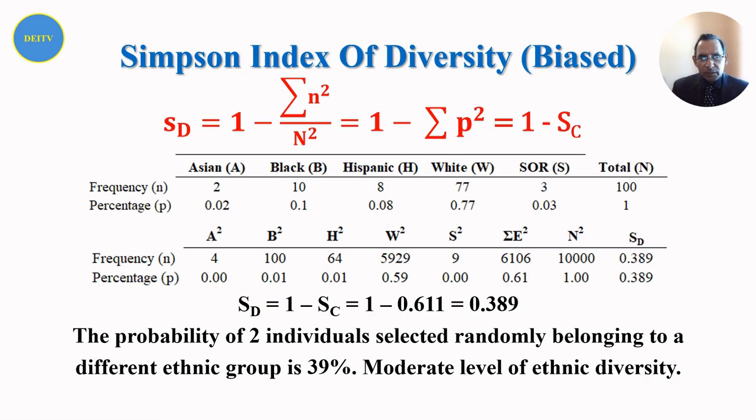Now, to obtain the Simpson Index of Diversity, it's essentially 1 minus the concentration index. In this case, it's going to be 1 minus 0.611, and that equals 0.389. And that is the probability of 2 individuals selected randomly belonging to a different ethnic group, and that's 39%. And it also shows a moderate level of ethnic diversity.